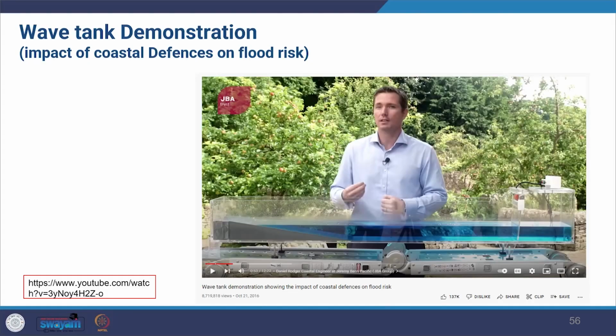loss of intertidal habitat, which puts freshwater habitats at risk, and the habitats developed behind the sea walls. So here I have put a link to a video where you can see this coastal squeeze mechanism, and you can try to understand what the problem is and how it happens. I've given this link in the suggested read and watch.